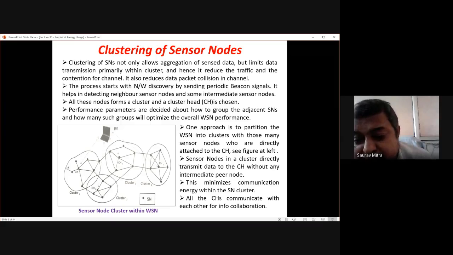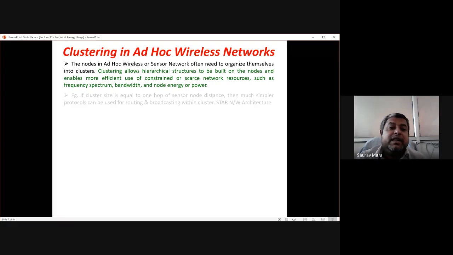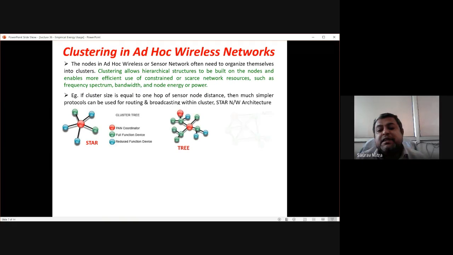And all the cluster heads communicate with each other for information collaboration, so that is a kind of hotline communication. So here different types of clusters are explained. This slide is also shown in module number 2. So first type, you can check the cluster head is at the center. The cluster head is also called a pan coordinator.